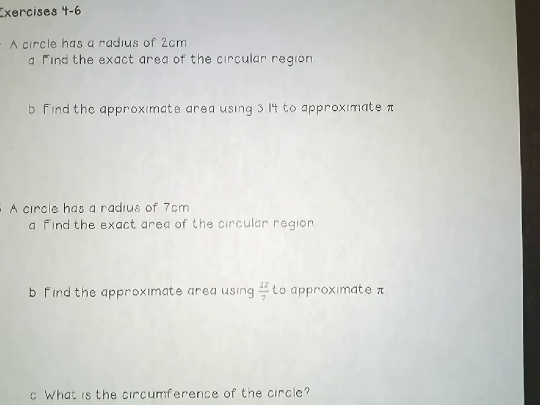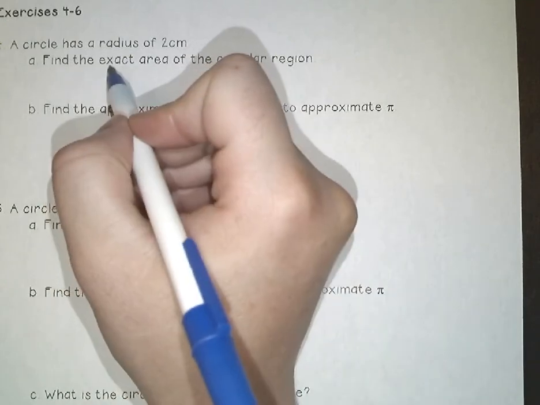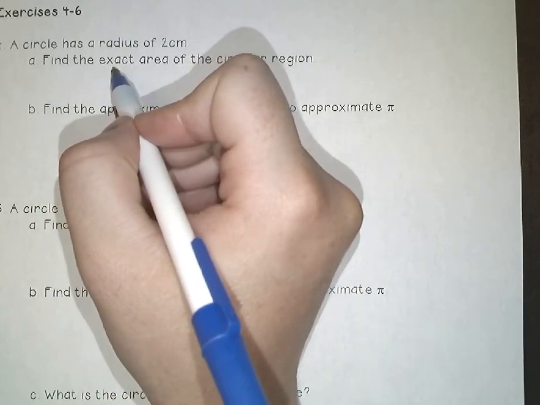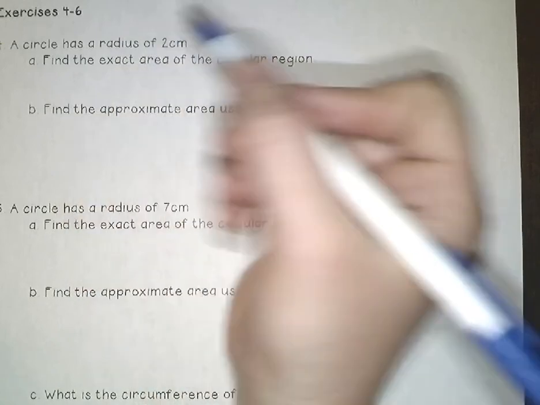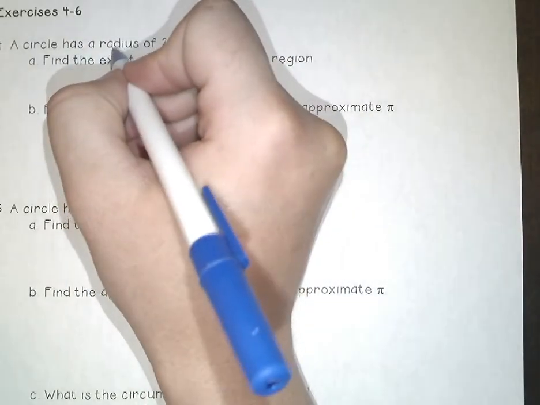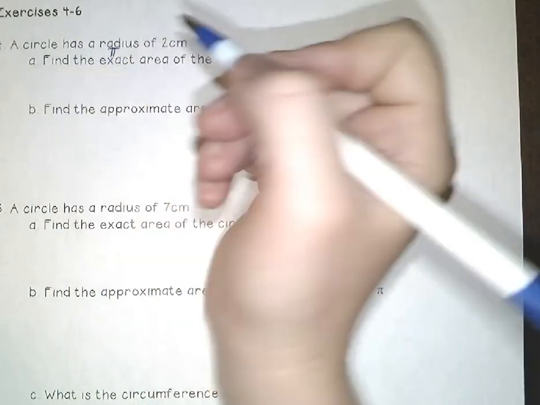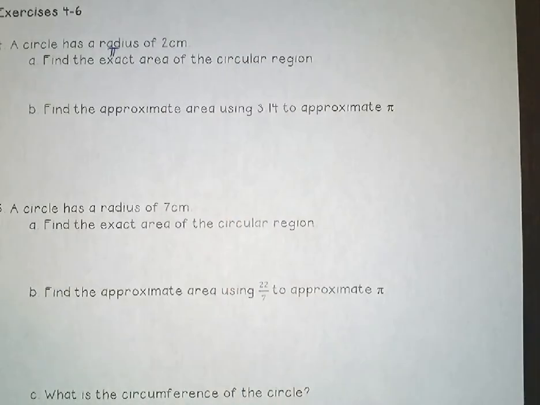Exercise 4. A circle has a radius of 2 centimeters. Find the exact area of the circular region. When we are talking about exact area, we are not using approximations. We are using pi as a letter. Pi as a letter is the most exact representation you can have.